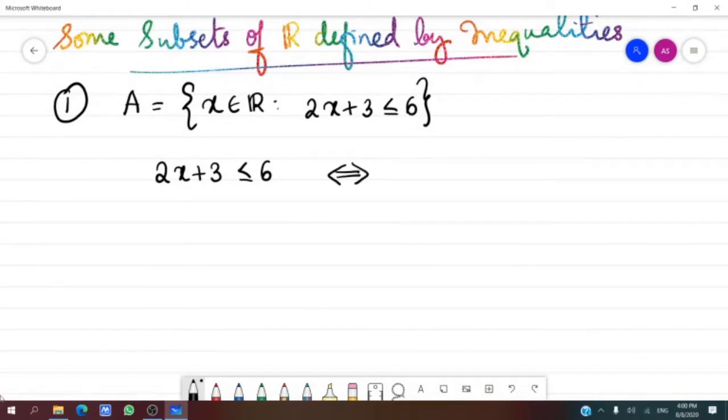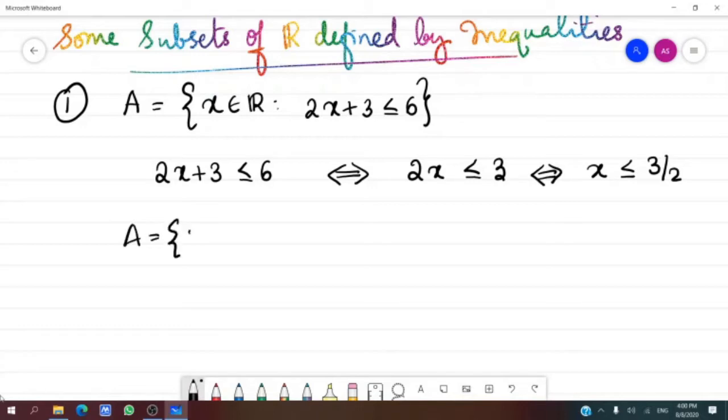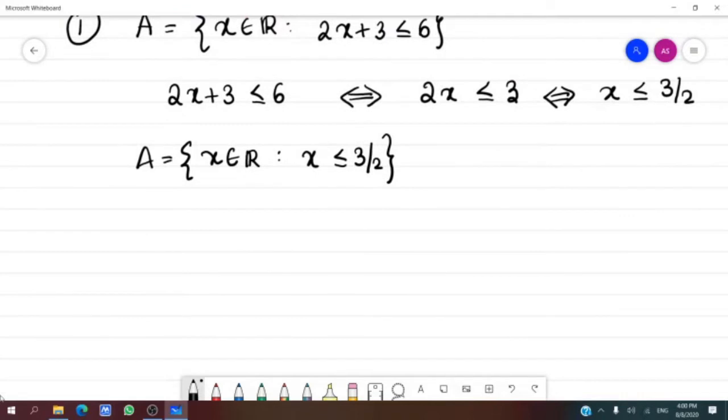if and only if 2x is less than or equal to 6 minus 3. Okay, that is true if and only if x is less than or equal to 3 by 2. So this set A is nothing but the set of all real numbers less than or equal to 3 by 2. So 3 by 2 എന്ന് പറഞ്ഞാൽ 1.5 അല്ലേ?